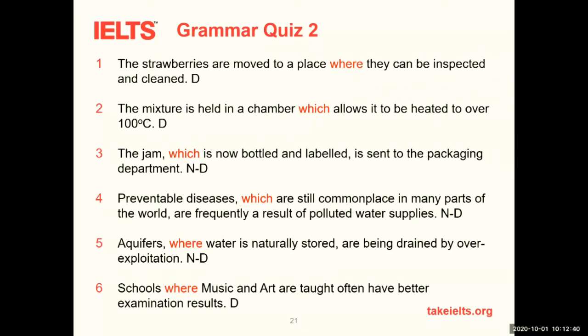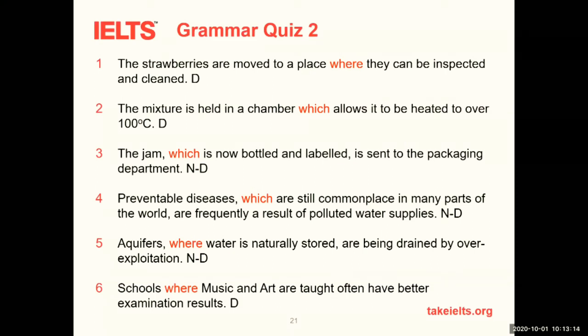Okay, and again, number 4, it's non-defining. So we've got the commas and we've got extra information. So the actual core sentence is preventable diseases are frequently a result of polluted water supplies. Okay, that's a perfectly good sentence. But we're giving a little bit of extra information. So preventable diseases, which are still commonplace in many parts of the world, are frequently a result of polluted water supplies.